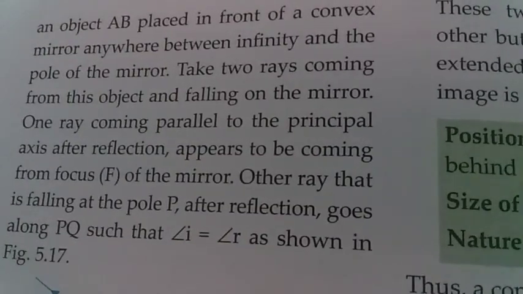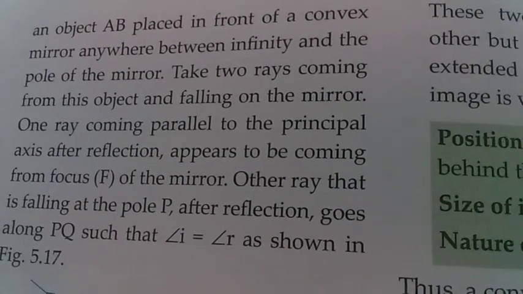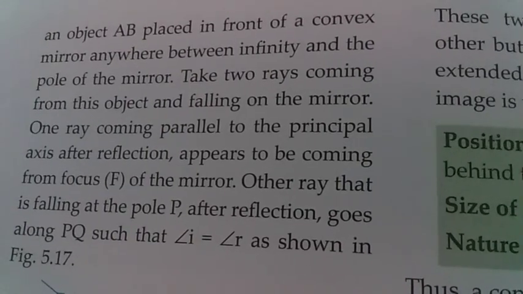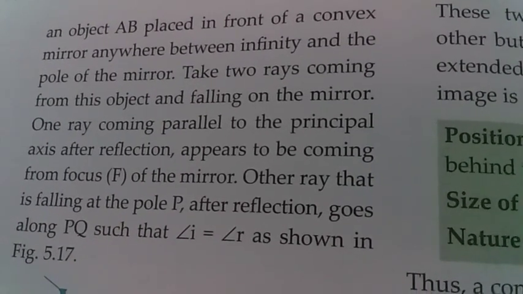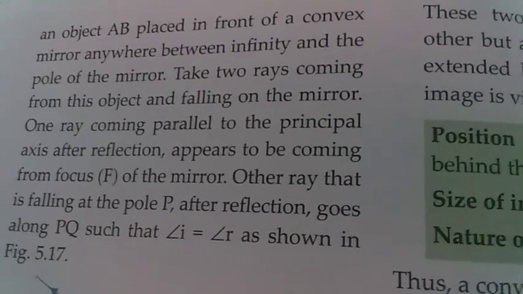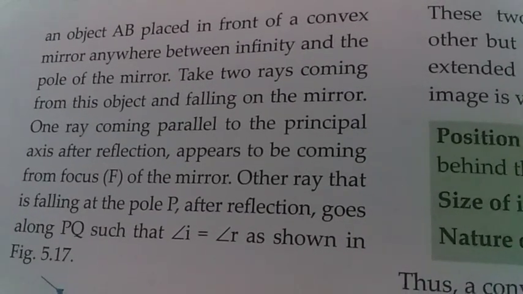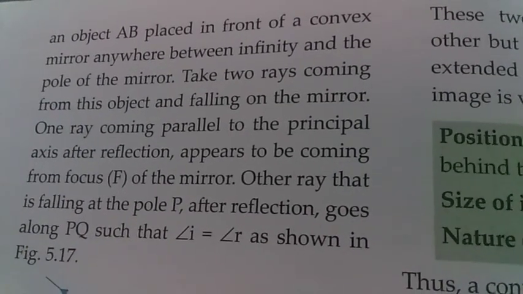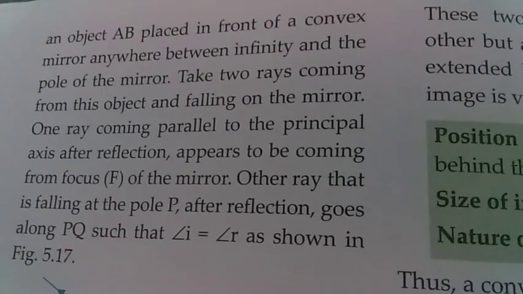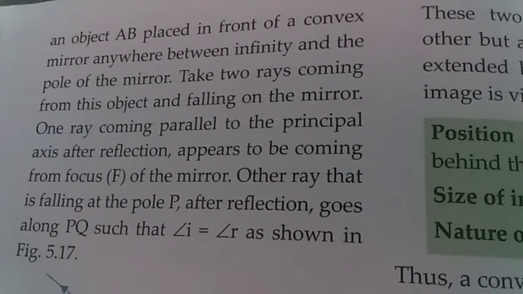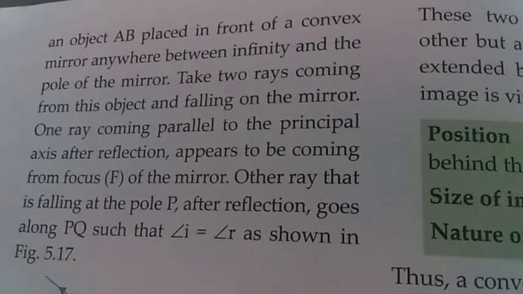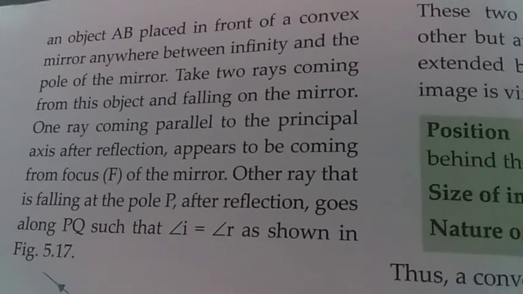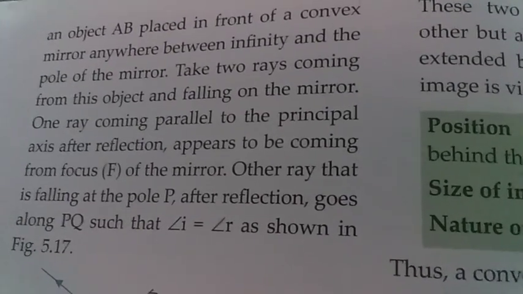Now let us consider any object AB placed in front of a convex mirror anywhere between infinity and the pole of the mirror. Now we will take two rays coming from the object and falling on the mirror. One ray is coming parallel to the principal axis. After reflection, it appears to be coming from the focus of the mirror. The other ray that is falling at the pole, after reflection goes along PQ such that angle of incidence equals angle of reflection.